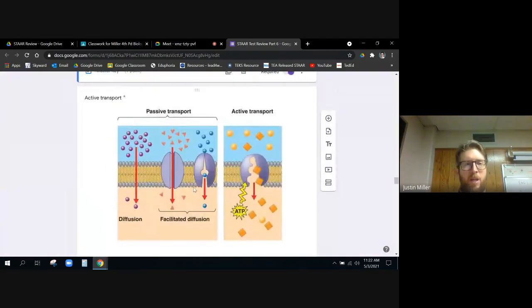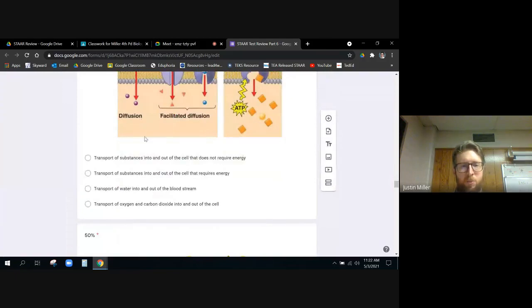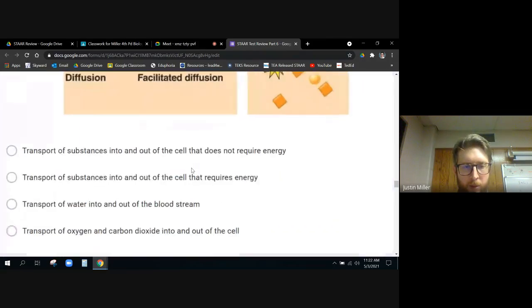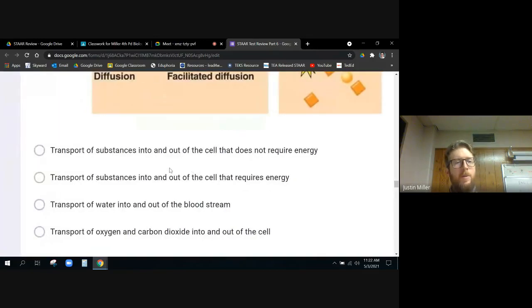All right, but let's get back to this. Which one of these is active transport? Is it A, B, C, or D? Well, transport of water into and out of the bloodstream. Remember, water doesn't need active transport. That's passive. It goes in and out as it wants. Yes, it is B, transport of substances into and out of the cell that requires energy. It doesn't not require energy. That's passive.